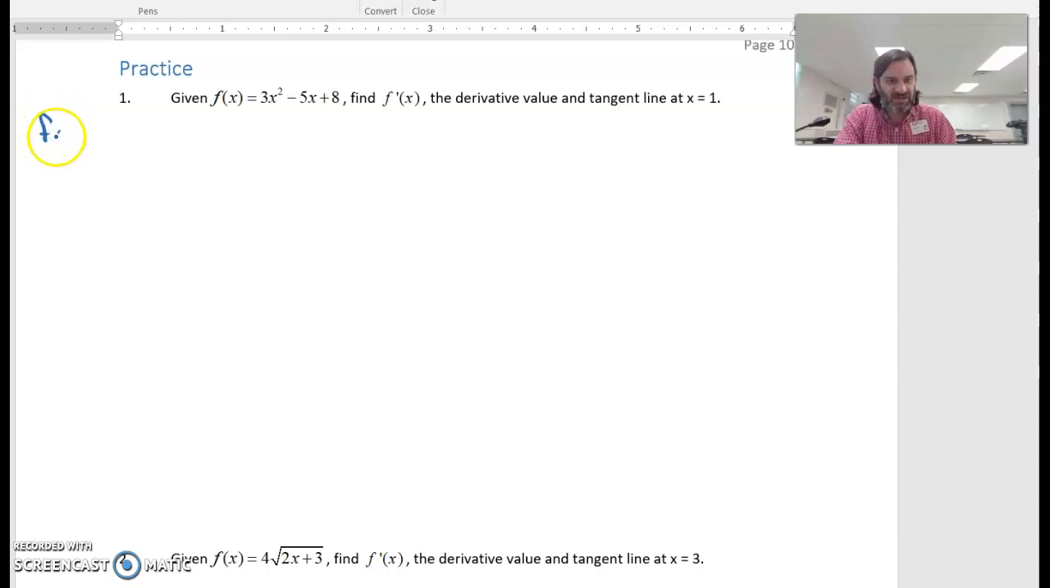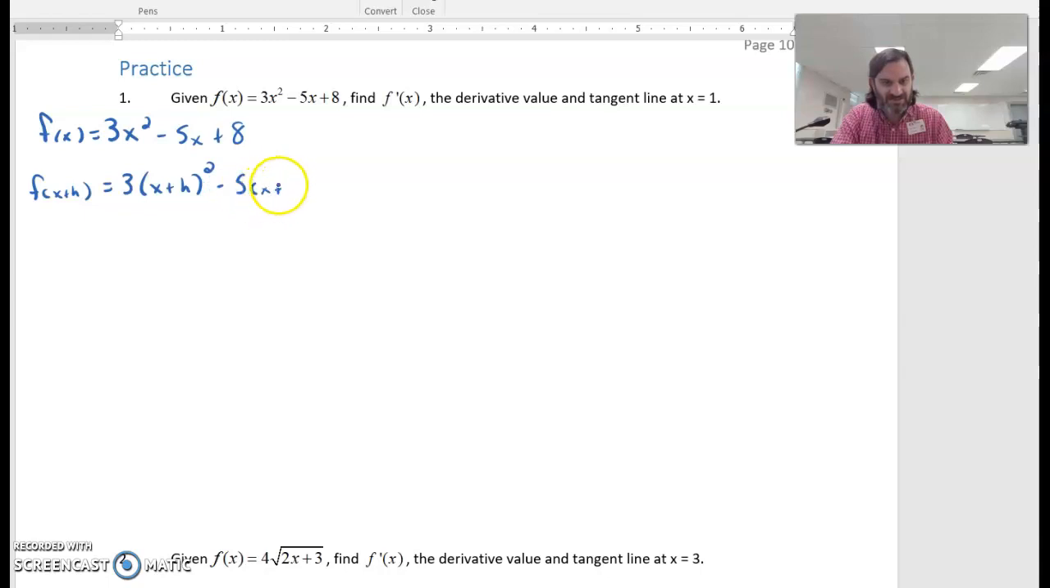So we've got f of x equals 3x squared minus 5x plus 8. And then we also need f of x plus h, which is a little bit longer than it first appears. So that'll be 3 times x plus h squared minus 5 times x plus h plus 8. Whenever we plug something in for x, we plug it in every location. Since it's a quadratic with 2 different x inputs, we've got to put it in both places. And now we've got to multiply all that out.